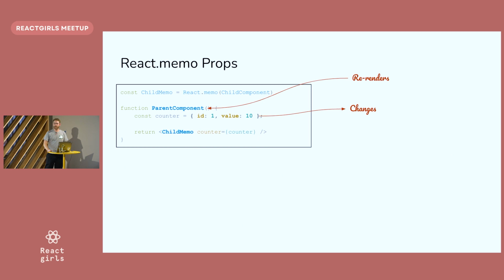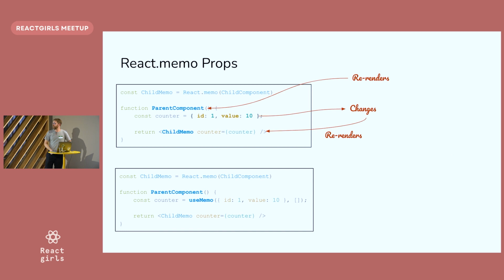Yes. The answer, as I heard someone say, is that this value will change, because in JavaScript, when you run a function, the counter will change every time because it's an object. It's not a primitive value. If this counter was just 10 or 1, it wouldn't change and it would not re-render, but since it's an object, it will re-render.